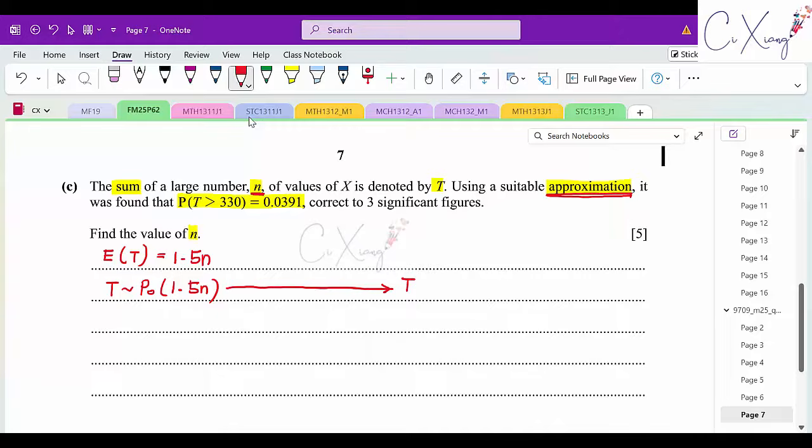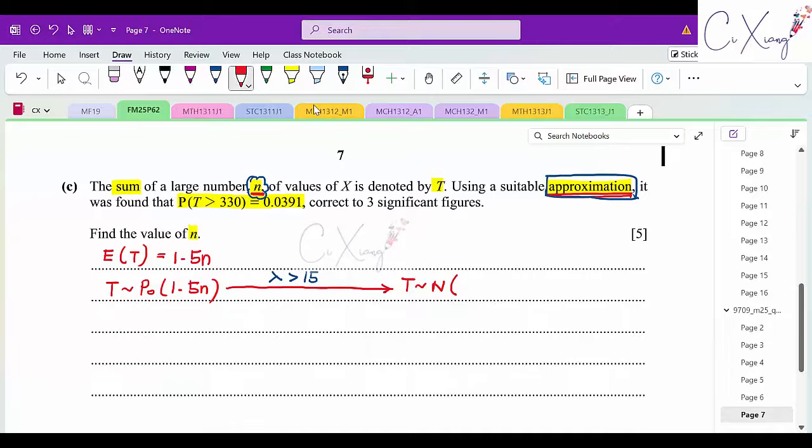For Poisson, what can I change it to? I can change it to a normal distribution. Do you still remember the condition to change it to a normal distribution? When your lambda is large enough, which is more than 15. For this question, although I don't know my lambda yet, they already hint that n is large, and another keyword is using the approximation, so we assume this lambda is large enough that I can change it to normal, right?